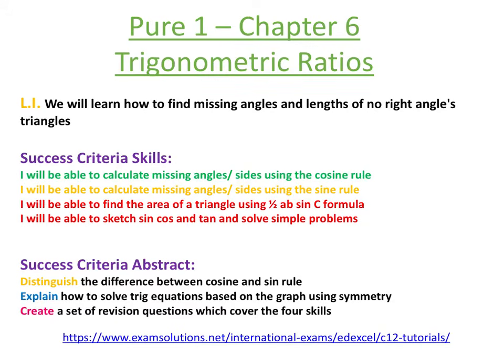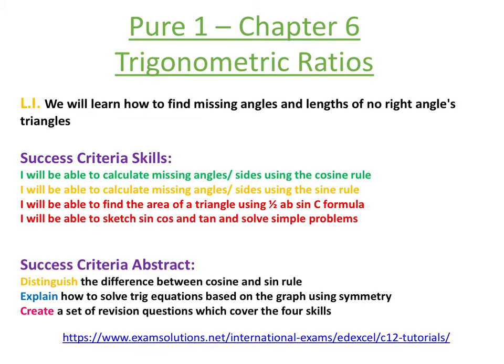Okay, Pure 1, Chapter 6, Trigonometric Ratios. So today, really nice and simple chapter, okay? You're going to be able to use the cosine rule to find missing angles and lengths, the sine rule to find missing angles and lengths, use the area of a triangle, half AB sine C, and then we're going to be sketching sine, cos and tan and using simple translations. And then we're going to be solving a problem with those.